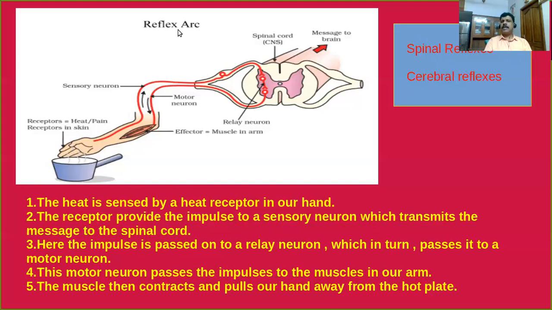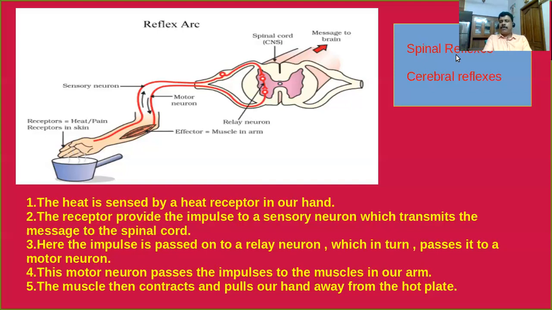Dear students, there are basically two different types of reflexes, that is the spinal reflex and the cerebral reflex. First of all, in this diagrammatic representation, you can see that the reflex of this type involves only the spinal cord. That means the brain is not involved in this action. The spinal cord will take the decision and provide messages to the effector area. So in this type of reflex action, there is no involvement of the brain, only the spinal cord is involved. Such types of reflexes we can collectively call the spinal reflexes.